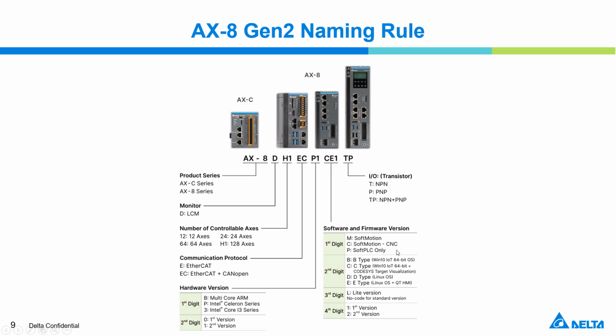For the software and firmware, the naming rules are similar to generation one. Some of them support soft motion and add CNC. Some are just soft PLC.